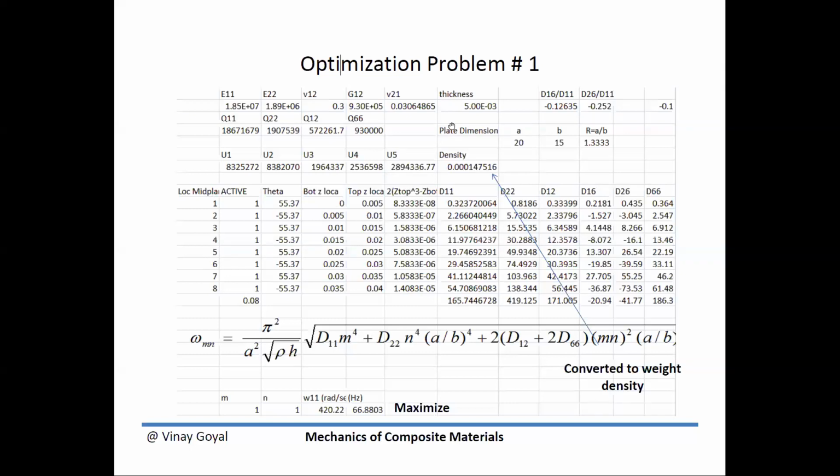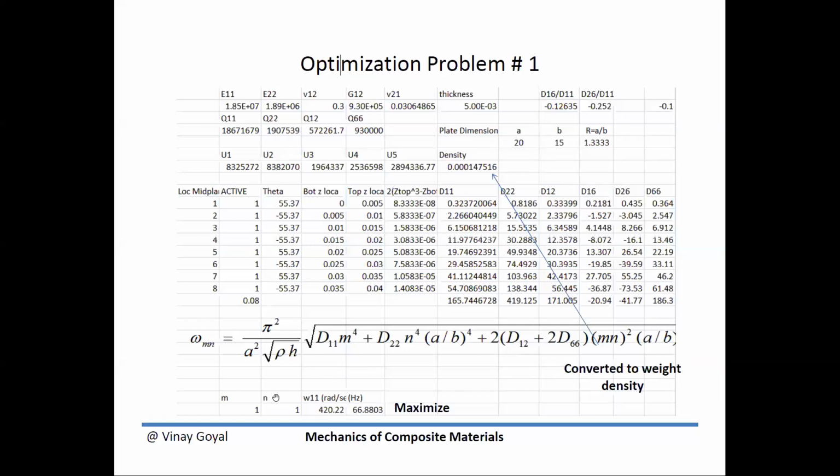This term right here is the one that's used in the D matrix calculation. And notice how I'm going to track D16 and D26 to make sure they're small enough compared to D11. The next step is to calculate omega n. What I want to do is maximize the frequency by finding this ply angle. That's the goal: maximize the frequency as much as I can, to maximize this fundamental frequency.